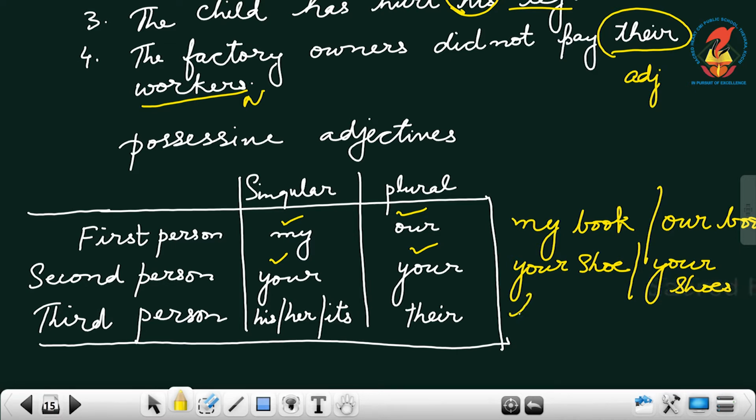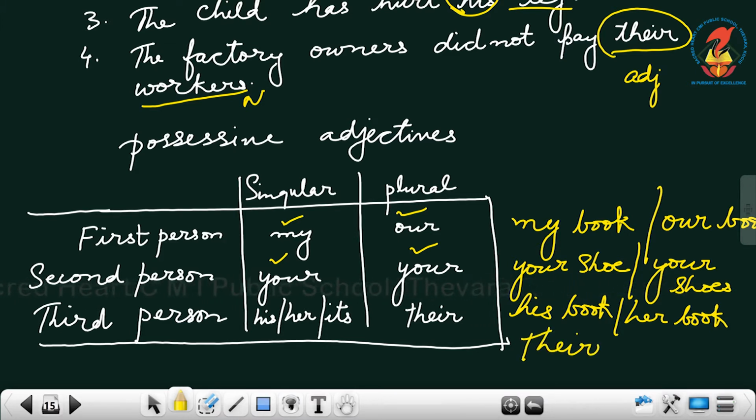For example, his book, that is singular, isn't it? His book, her book. These both are singular, and in plural you can use their. Singular is his, her or its, and it is their books. For plural it is their. The word is their books.